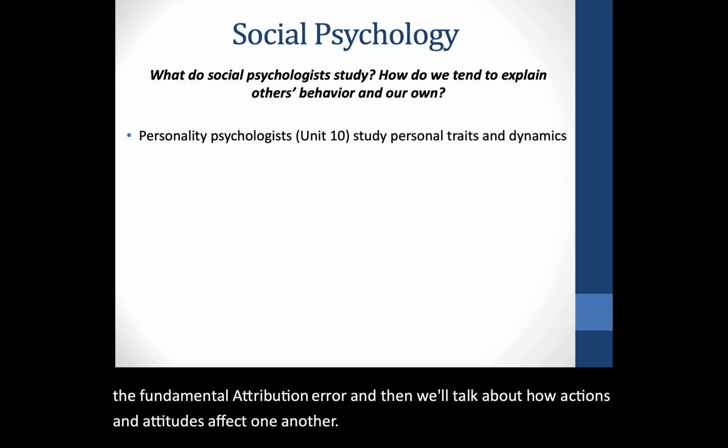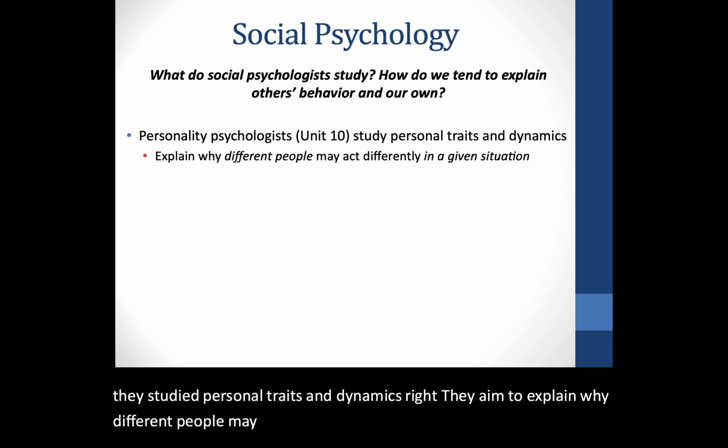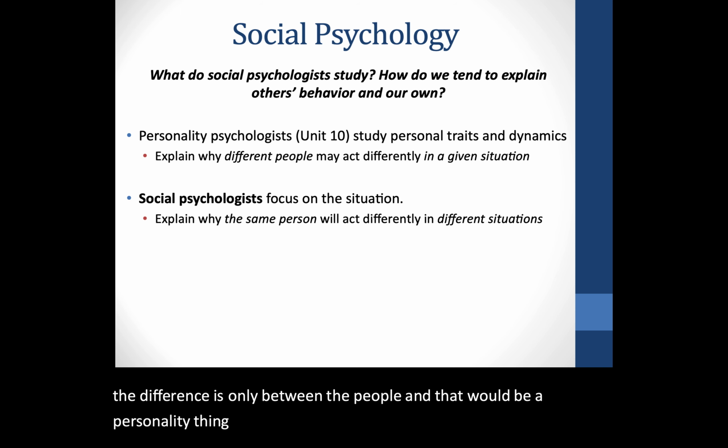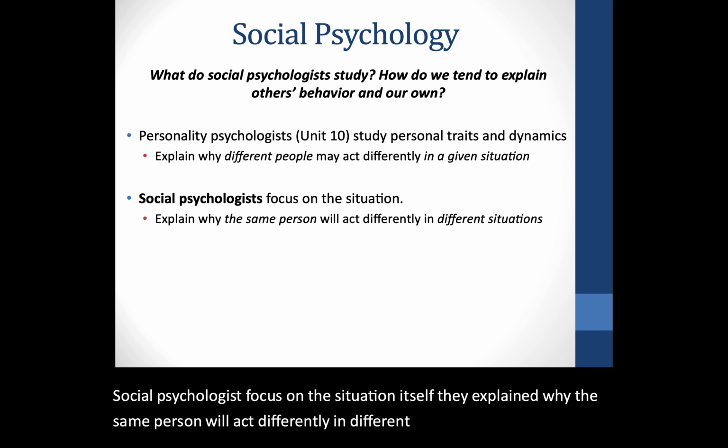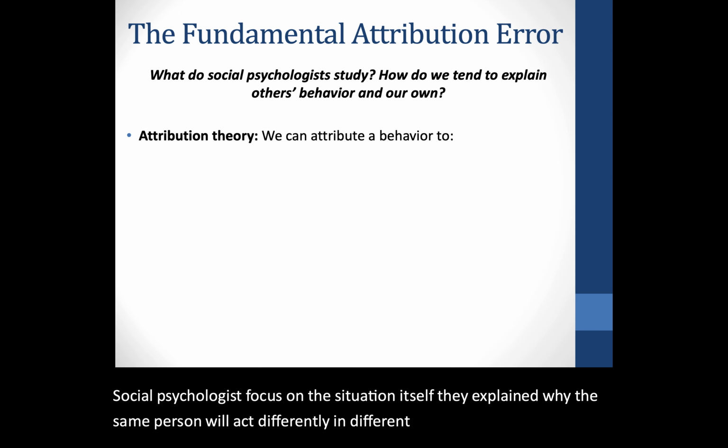All right, so social psychology, what do they study? Well, if we think back to Unit 10, we talked about personality, right? So personality psychologists, they study personal traits and dynamics, right? They aim to explain why different people may act differently in the same situation, right? Therefore, the difference is only between the people, and that would be a personality thing. Social psychologists focus on the situation itself. They explain why the same person will act differently in different situations, right? So same person, right? That's not the variable here. The variable is the situation in terms of social psychology.